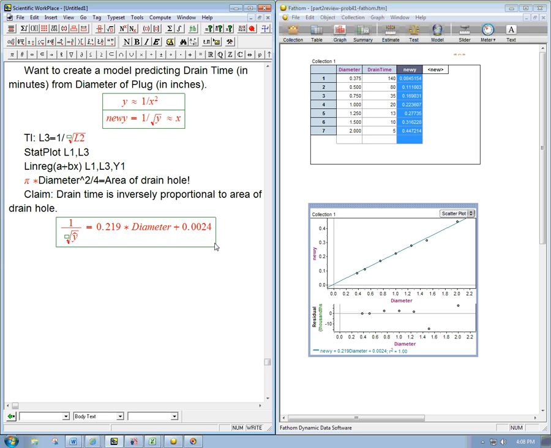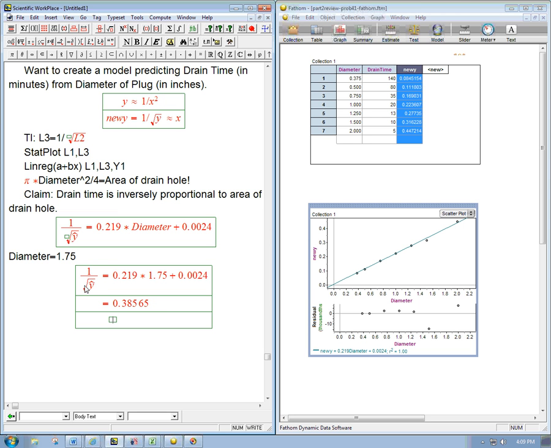So for example, if the diameter was some value that's not on this list, let's say a diameter of 1.75, then we would plug it in here. Let's evaluate that. And then you just solve for y, or y hat. So the square root of y hat, I'm just going to take 1 over both sides. 1 over 0.38565. Calculate that. So that's equal to 2.593.